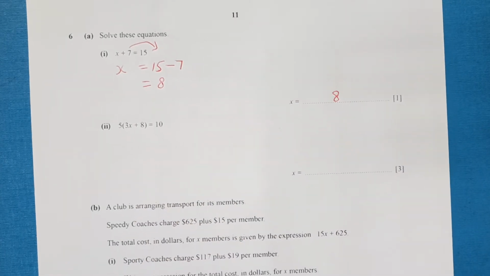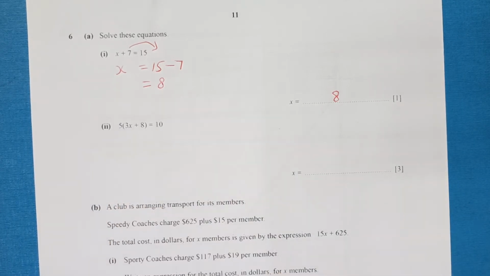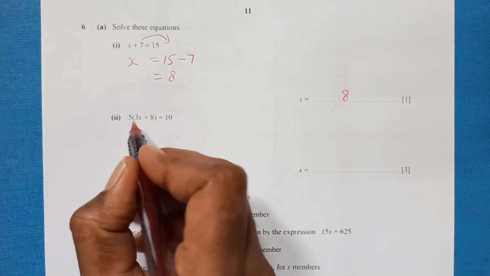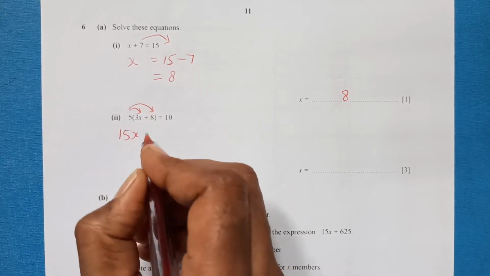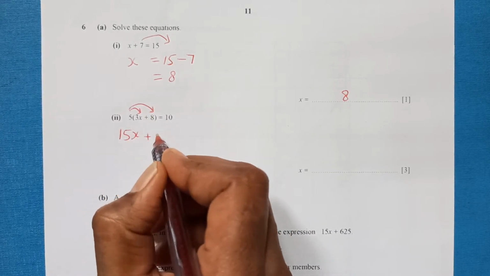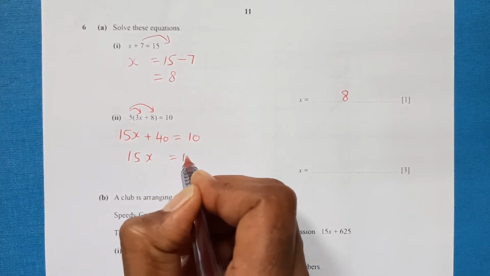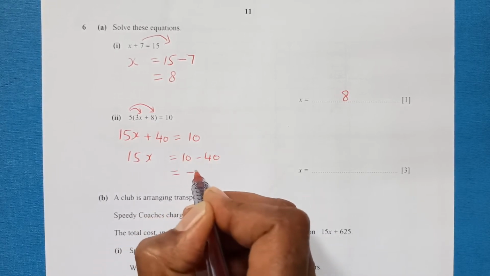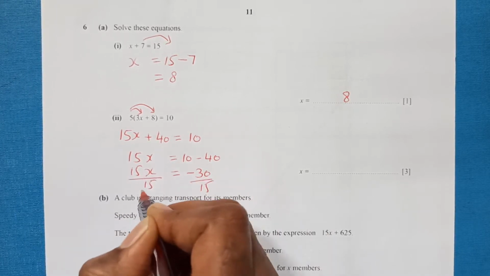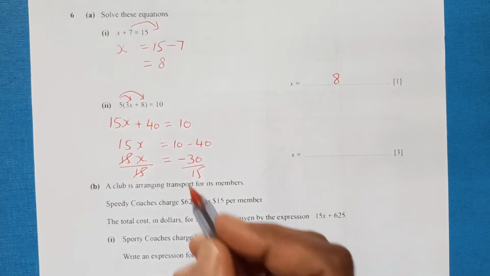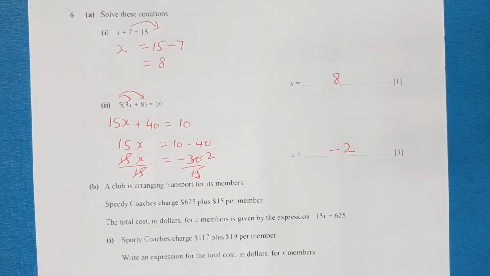Part 2, we have 5 times the bracket 3x plus 8 equals 10. We are going to open the brackets first. So it will be 15x plus 5 times 8, which is 40, equals 10. So 15x will be 10 minus 40, which is negative 30. Divide by 15 on both sides, so the 15 and 15 are gone. So the final answer is minus 2.